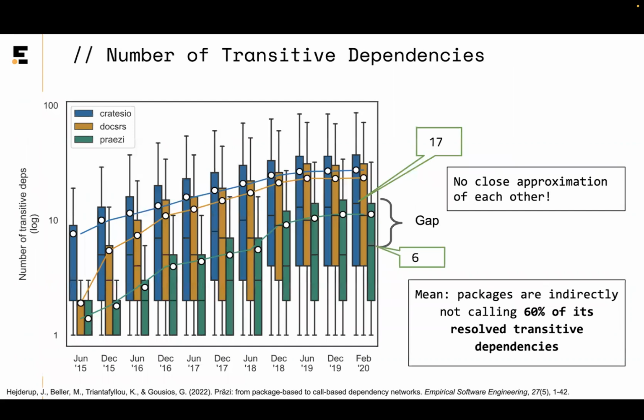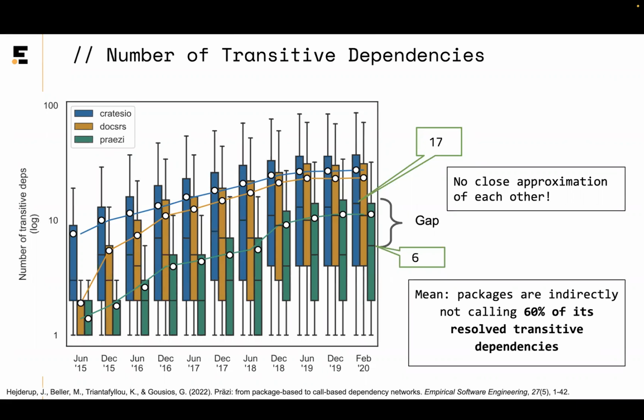And then when we move to transitive dependencies, we have a very different story. Here we find that if you look at the median for the call-based dependency network, which is Prazi, the green one, it's reporting in general 6 transitive dependencies. Whereas for Crates.io, we find that it is reporting 17 transitive dependencies. Clearly here they're not approximating each other, and we find that packages are indirectly not calling 60% of their resolved transitive dependencies.